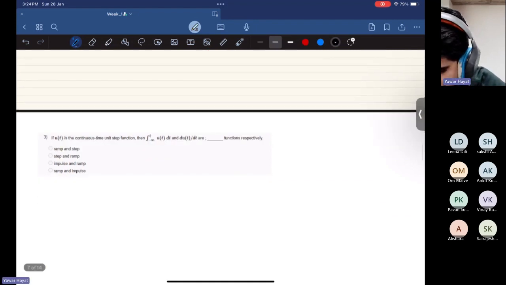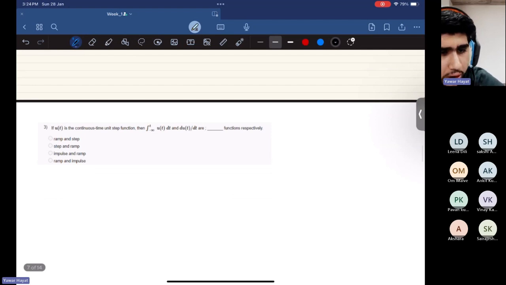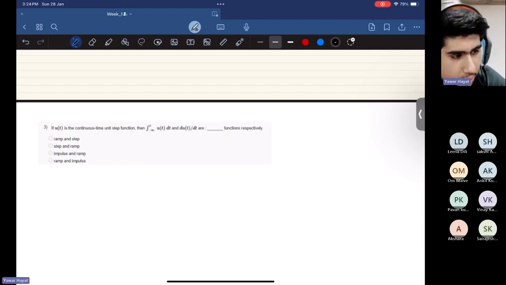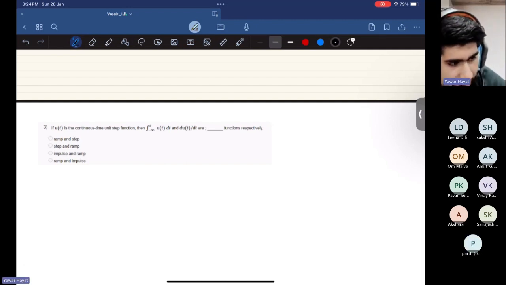Please attempt this question. If u of t is the continuous time unit step function, then the integral from minus infinity to t of u, and d by dt of u of t, are which functions respectively, right? You can type in the chat A for option A, option B, and so on.